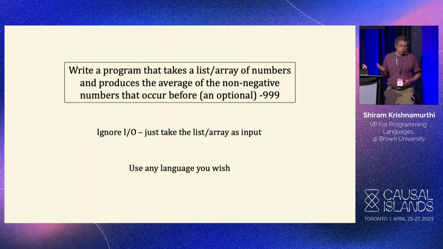This is called the rainfall problem. The idea is this is meant to be like rainfall readings, so you want to figure out the average rainfall. The negative values are like there's a faulty sensor, and -999 means that's when we cut off the stream, and you don't care about data after that.